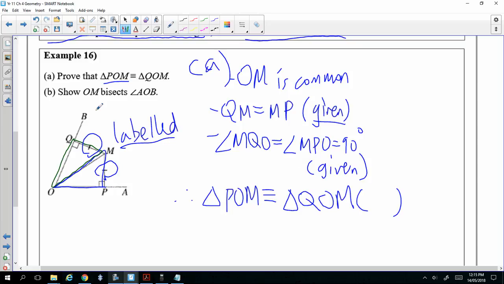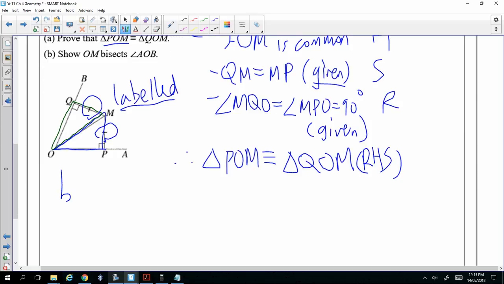Alright, anyone want to contribute? Which test should we use? RHS, yep, because we got the side. Well, this is the hypotenuse, this is the side, this is the right angle, right? RHS. So the OM is the hypotenuse, and then QM is the shorter side, and then we've got the right angle, so it's RHS. Done.